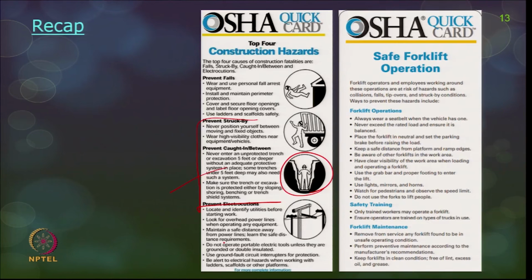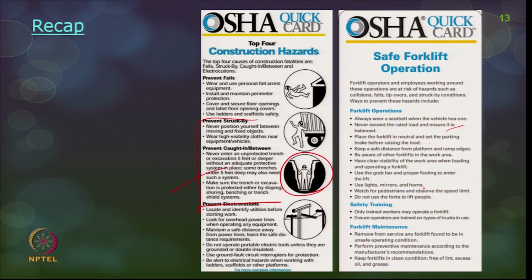The next, forklift operation. In forklift operations, always wear a seat belt when the vehicle has one. Never exceed the rated load and ensure the forklift is always balanced. Place the forklift in neutral and set the parking brake before raising the load. Keep a safe distance from the platform and the ramp edges. Be aware of other forklifts which are operational in the work area. Have clear visibility of the work area when loading and operating a forklift. Use a grab bar and proper footing to enter the forklift.